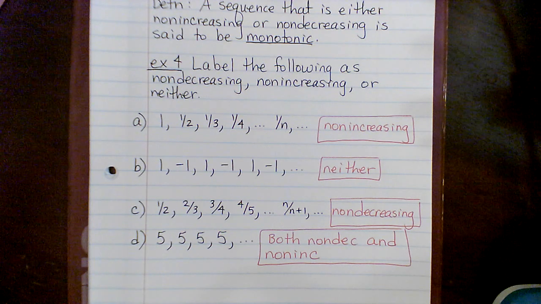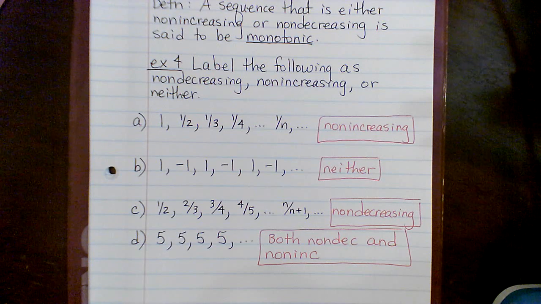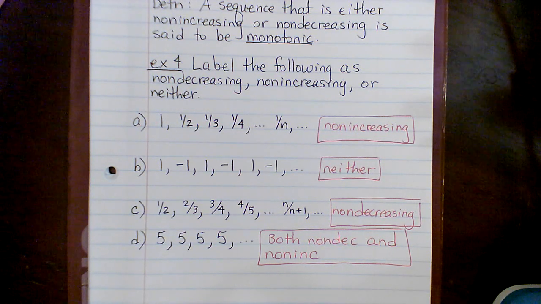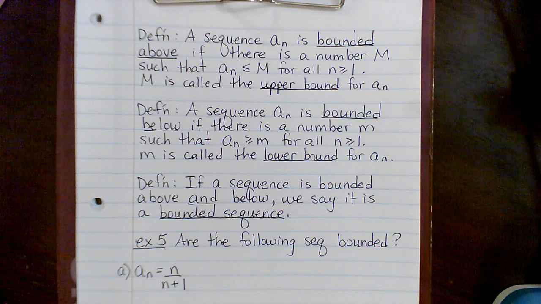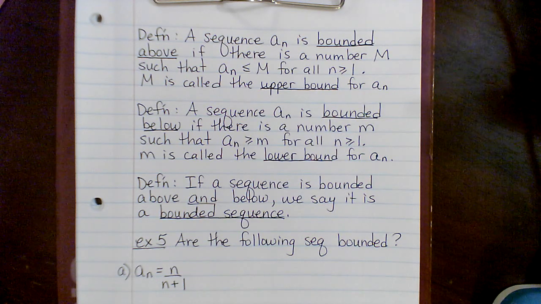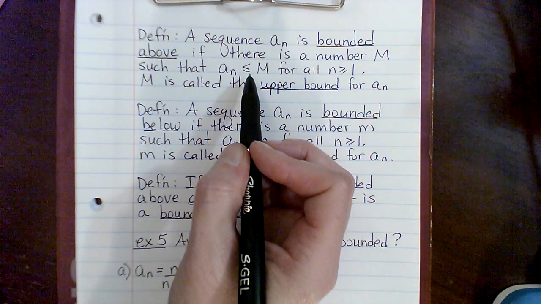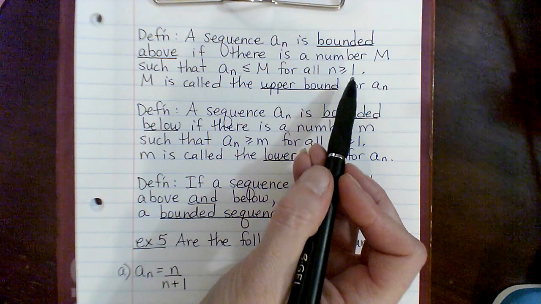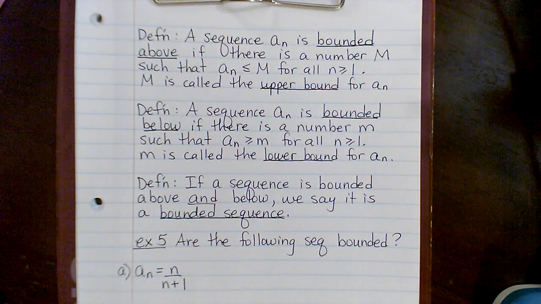All right, the last thing is we're going to talk about bounded sequences. So we need, yes, even more definitions. A sequence a sub n is bounded above if there's a number, big M, such that all the terms of the sequence are below or equal to that number for all the terms of the sequence. If there is a number like that, then it's called the upper bound. So it's that largest number that the sequence never passes, right?